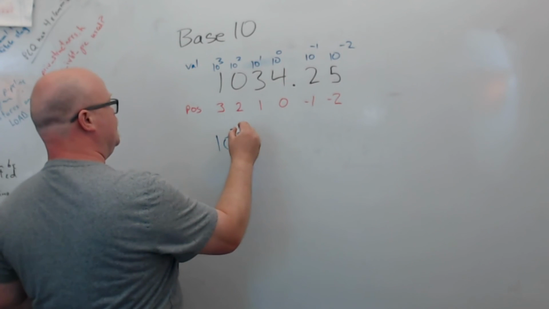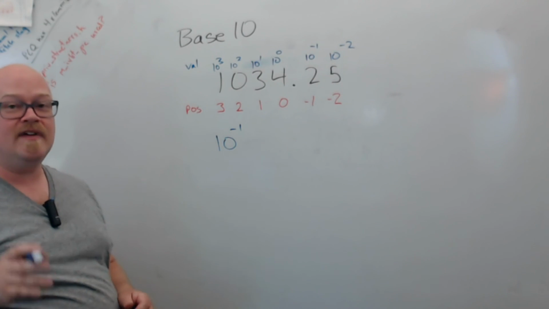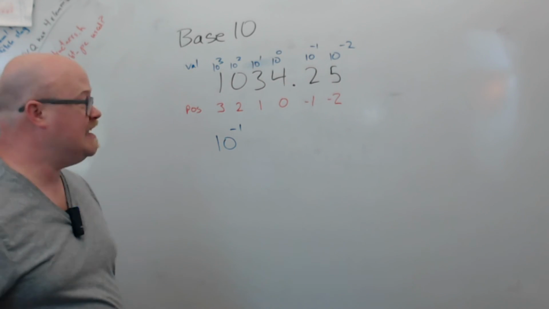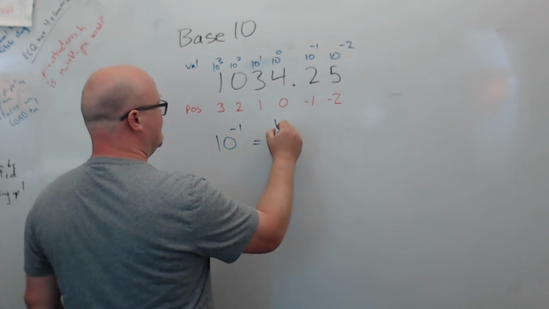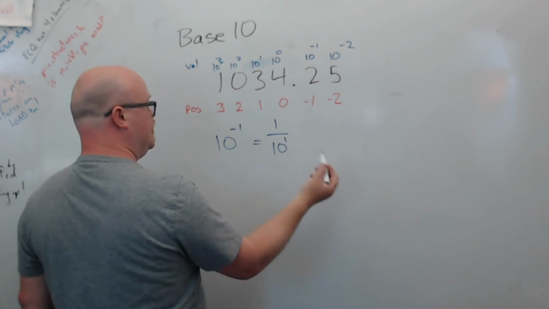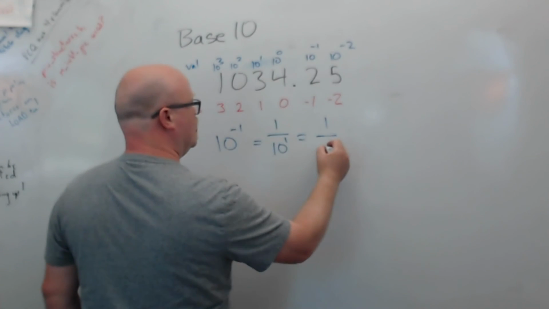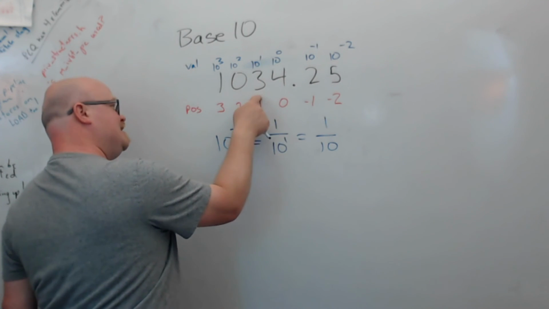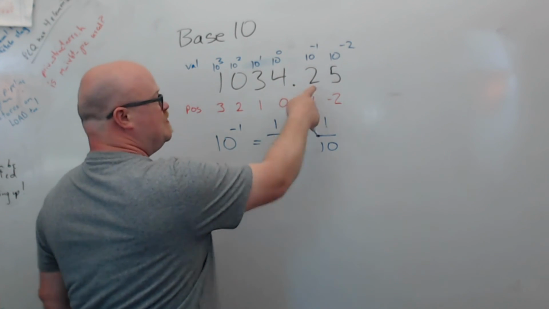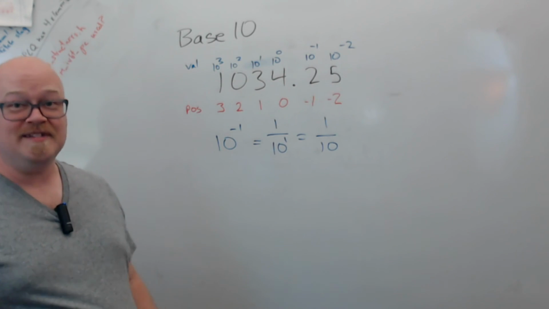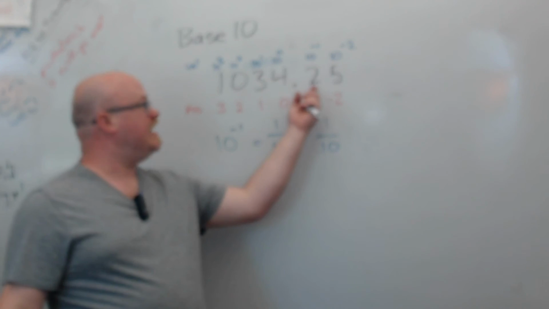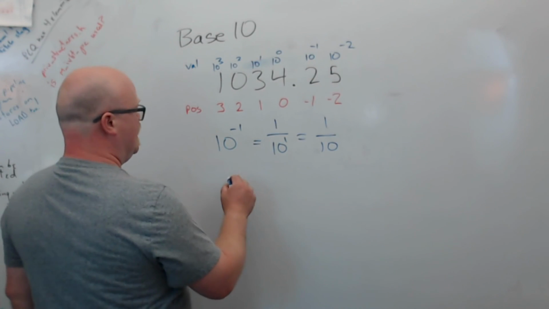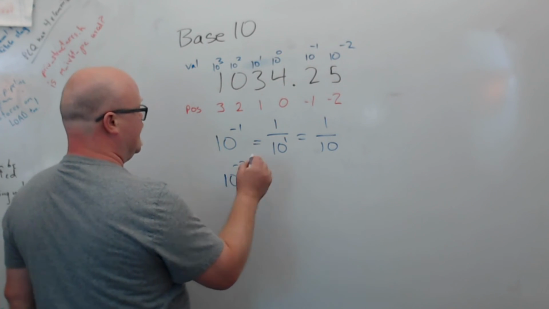10 to the negative first. If you remember your laws of exponents, whenever we have a negative exponent, that's the equivalent to the inverse with the positive exponent. So this is the same thing as 1 over 10 to the first, which is the same thing as 1 over 10, which means this is the 1's position, this is the 10's position, and this is the 1/10th's position, or the 10th position. So it tells us how many tenths there are. In this case, 2/10.